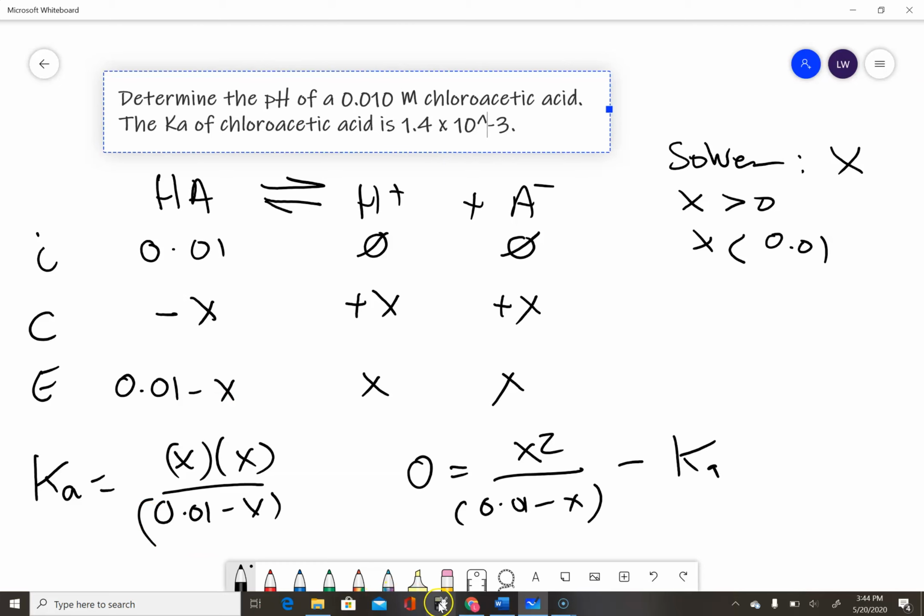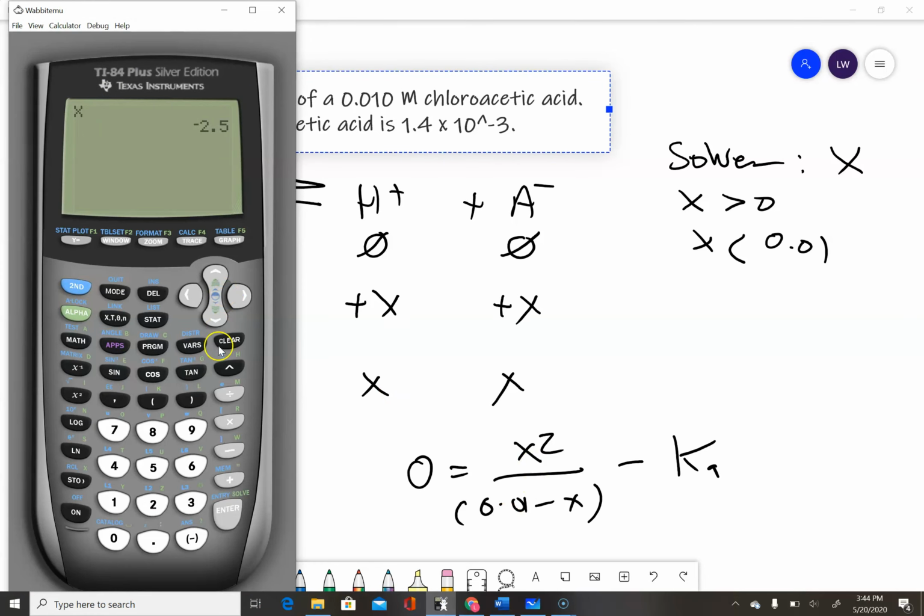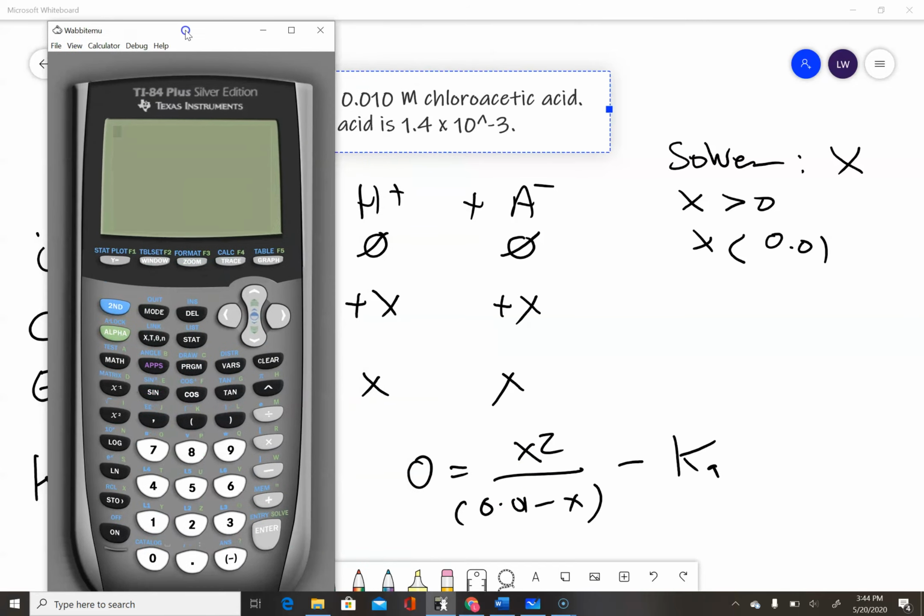So I'm just going to pop up my calculator. Here it is. I'll clear that off and I'll start putting in some numbers here. So I go Math up to get to Solver selected and go into the solver. Then on the top line is where I put the formula, so I'm going to clear that off. So I want x squared divided by (0.01 minus x), close the parentheses, and then minus the Ka, which was 1.4 × 10^-3.